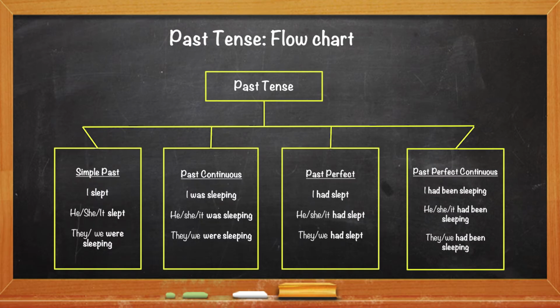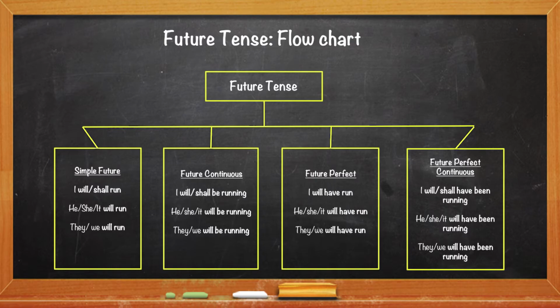And here is a similar flow chart for past tense. So, past tense and then you have simple past, past continuous, past perfect and past perfect continuous. And look at the way ing is used in past perfect continuous. And look at the flow chart for future tense. You have simple future, future continuous, future perfect and future perfect continuous.